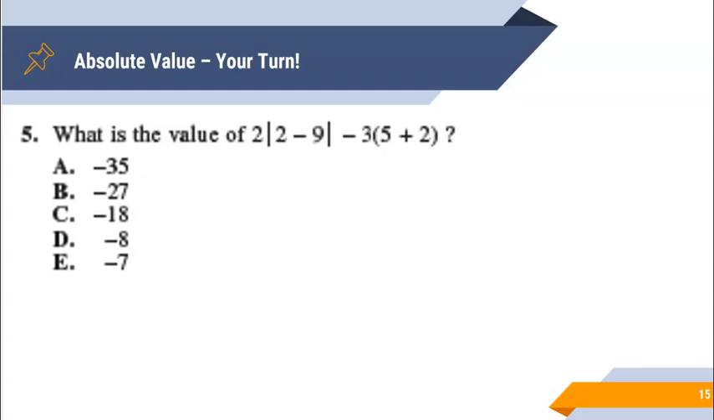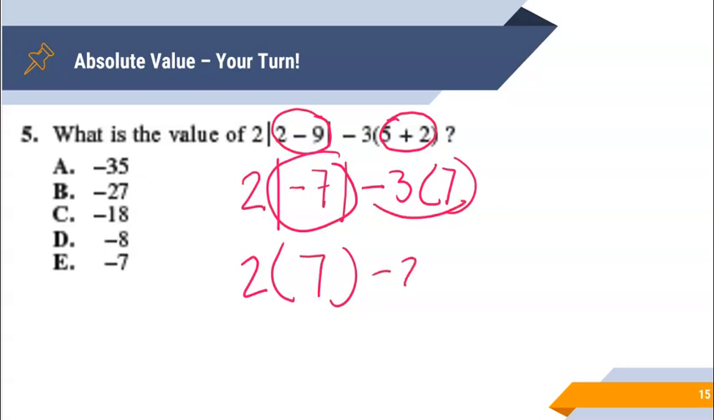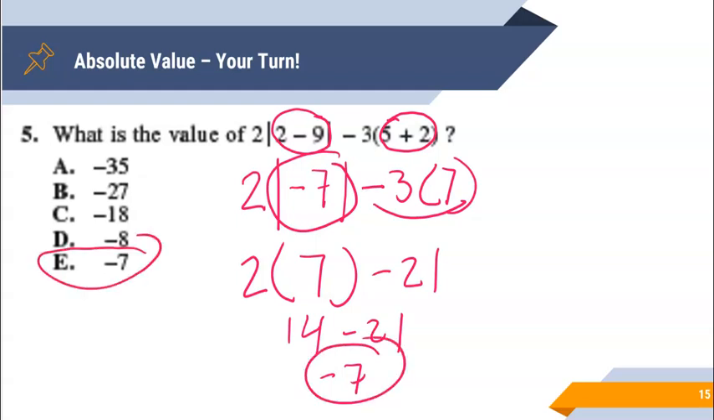Give it a go. Okay, so if we do what's in the parentheses and absolute values first, I believe those combine to be negative 7. And I think these combine to be 7. Well, the absolute value of negative 7 is 7. And I think when I multiply those, I get minus 21. 2 times 7 is 14. 14 minus 21 is negative 7. Choice E.